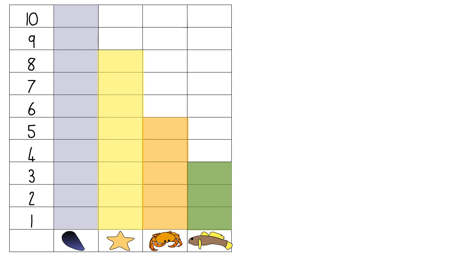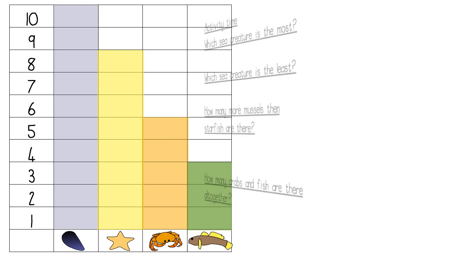Now we have collected the information from the rock pool. When I look at the graph, I can see how many of each sea creature is in the rock pool. I can see which is the most and which is the least. We are ready to answer some questions about the sea creatures in the rock pool.